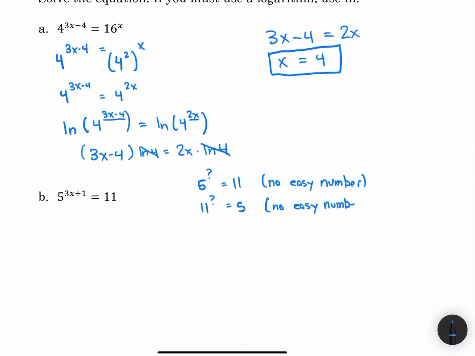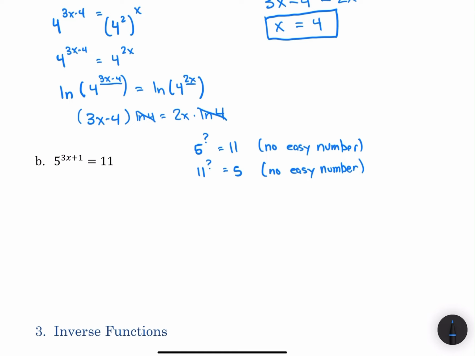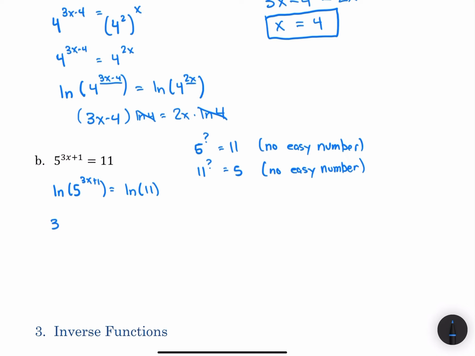So when we can't easily express a number as a power of something else, we just use logarithms to make the problem easier. So let's do the ln of 5 to the 3x plus 1 equals the ln of 11. So property of exponents, the 3x plus 1 moves to the front. We'll have 3x plus 1 times ln 5 equals the ln of 11. So there are two ways to work this. One way is to get the exact answer, and one way is to get an approximation.